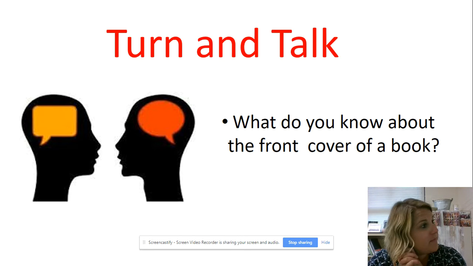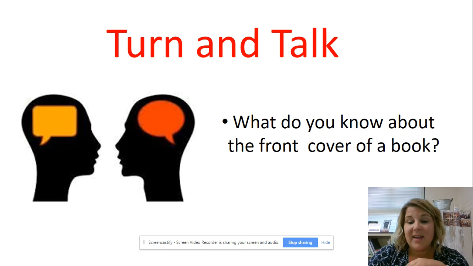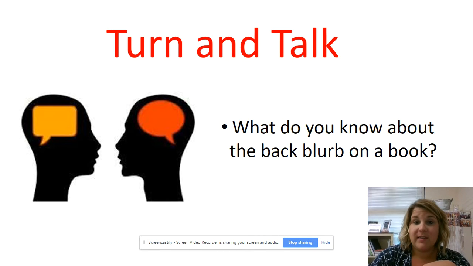Hands up top. Good. You're going to turn and talk again. This time, what do you know about the back blurb on a book? 30 seconds, turn and talk.